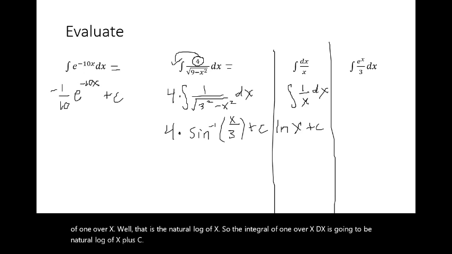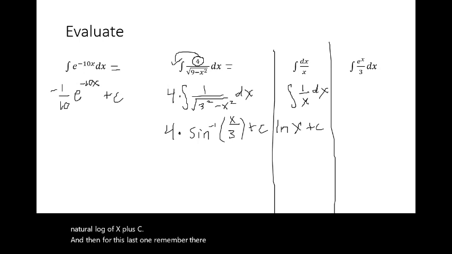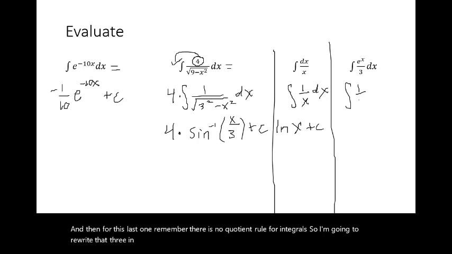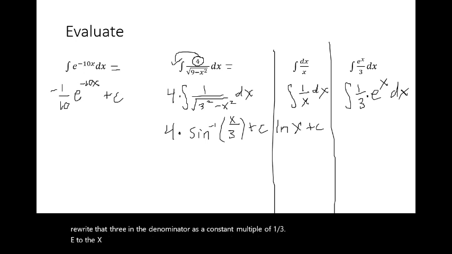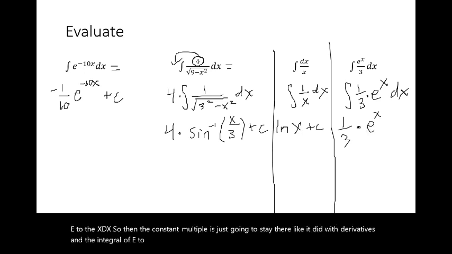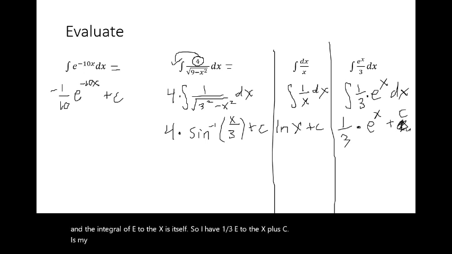And then for this last one, remember there is no quotient rule for integrals, so I'm going to rewrite that 3 in the denominator as a constant multiple of 1/3 times e to the x dx. So then the constant multiple is just going to stay there like it did with derivatives, and the integral of e to the x is itself, so I have 1/3 e to the x plus c as my final answer, my final antiderivative.